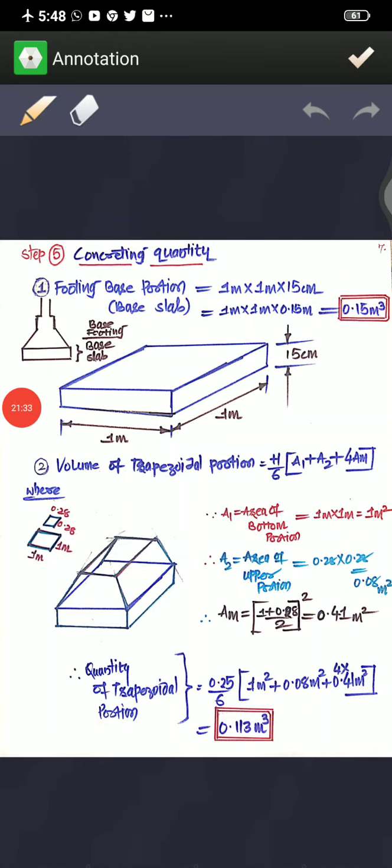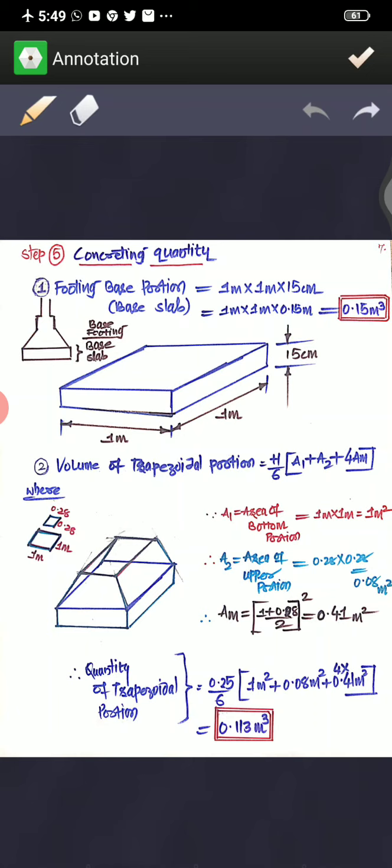Now step number 5: after determining the column bars, you are supposed to determine the concrete quantity also. Here you can divide this column footing portion into 3 different steps. This is a footing base, then a trapezoidal, tapered portion here, then a column base. So there are 3 different sections, and you can easily determine the 3 different volumes or quantities.